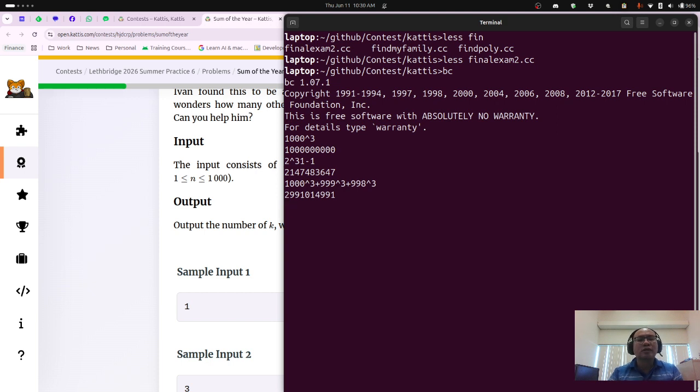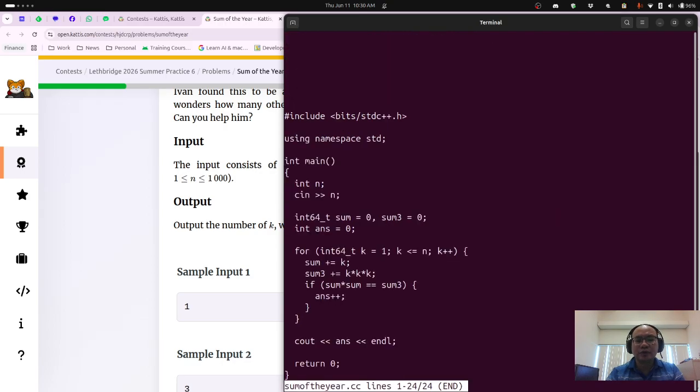Okay, so the main thing that you have to be careful about is that this needs to be 64-bit integers. Apart from that, there's not too much challenge to this problem. So I'll just show you.